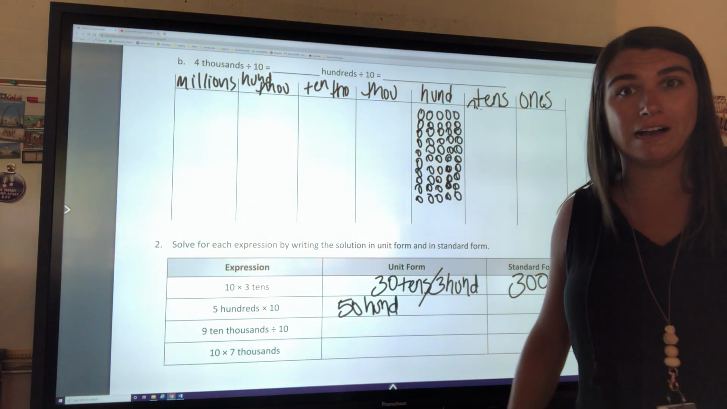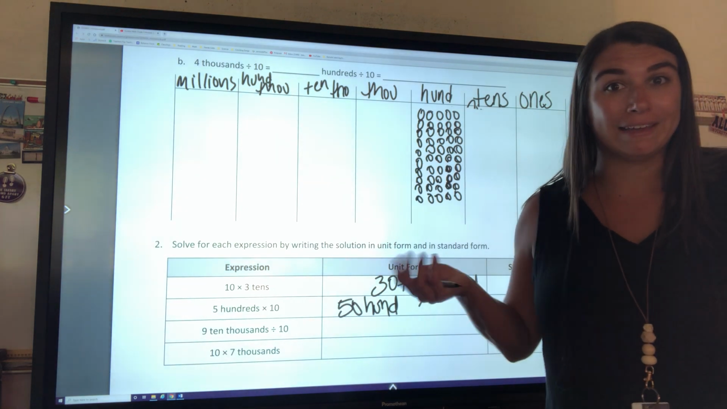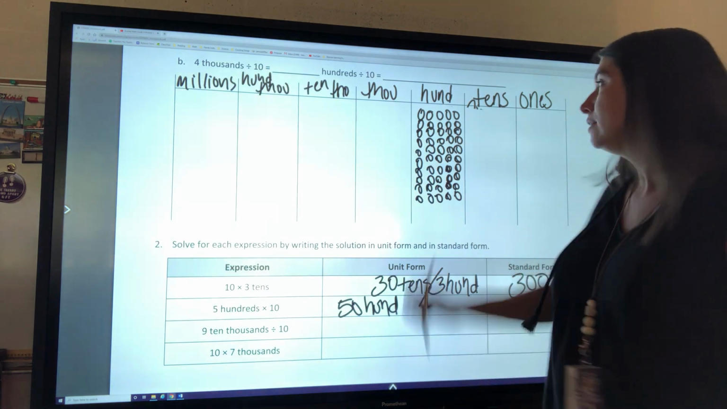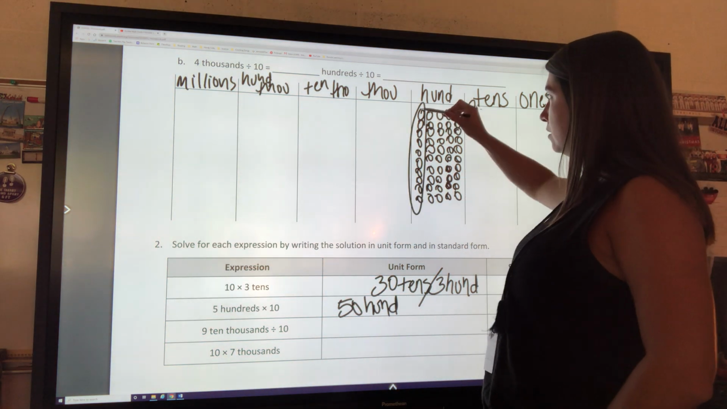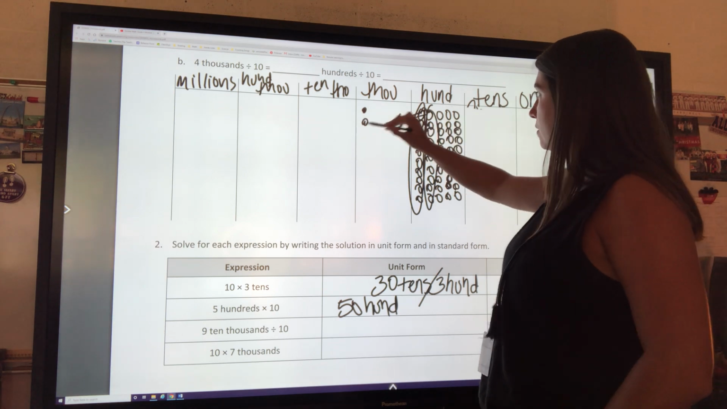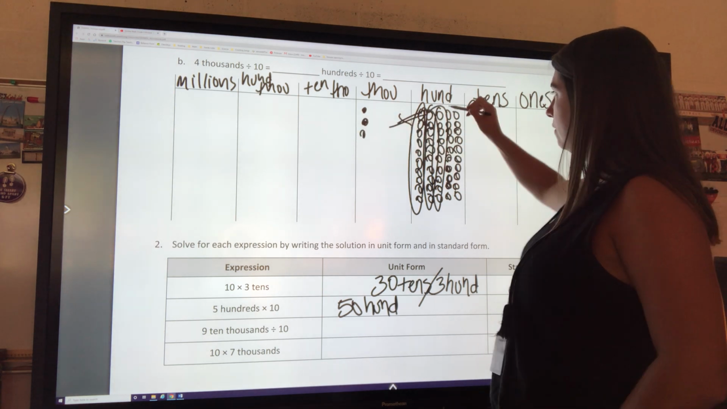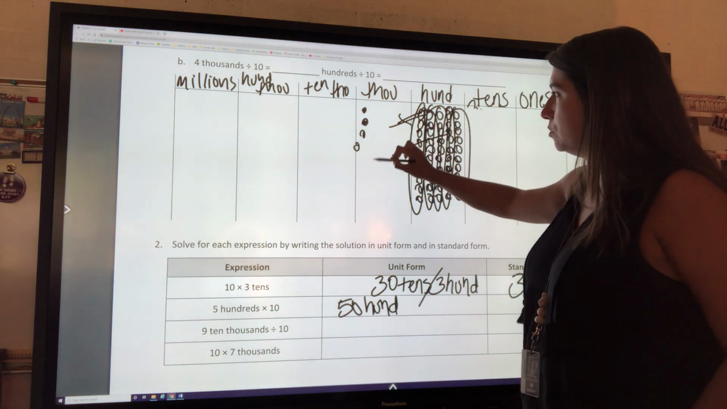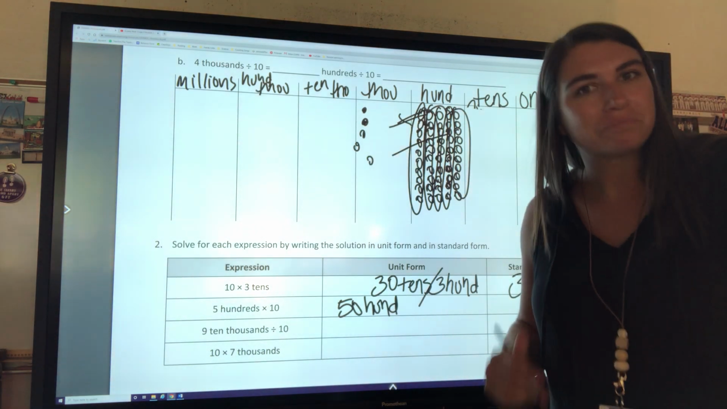There's way too many in that column. Remember, you can't have more than 9, so once it gets to 10, I gotta move them over. So we gotta get those groups of 10. Get a group of 10 here, move it over. Get a group of 10 here, move it over. 10 here, move it over. 10 here, move it over. 10 here, move it over. Oh my goodness. And look at that.